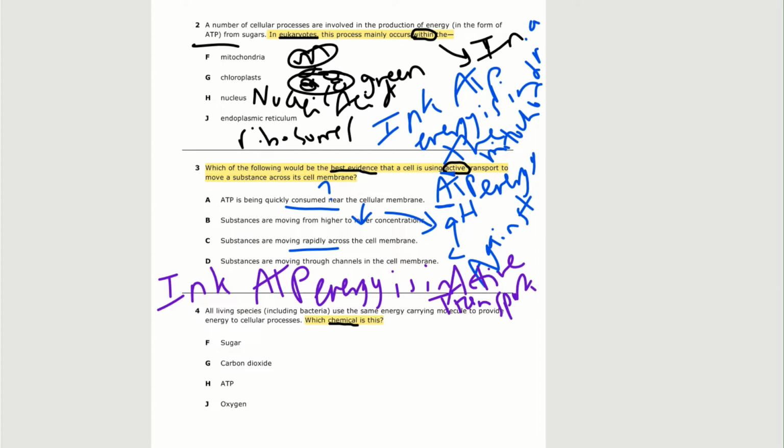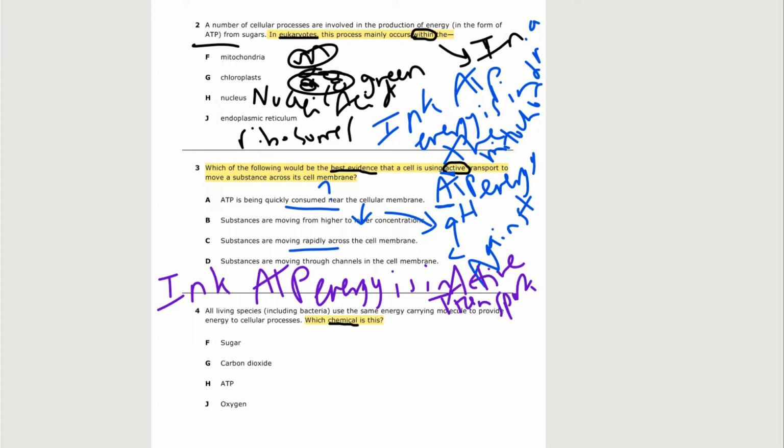All living species, including bacteria, use the same energy-carrying molecules to provide energy to cellular processes. Which chemical is this? So again, we're talking about a chemical here. I'm going to have to circle some things on the top because chemical isn't enough to help me find an answer. Now, on the top, if you're confused about number 3, it is A because substances just moving through the channels in the cell membrane can be passive.